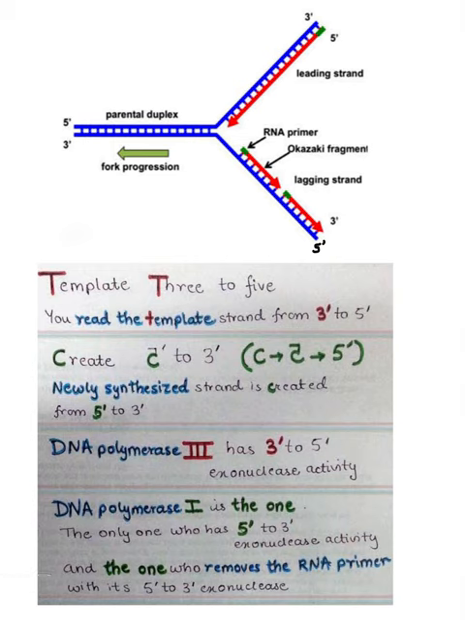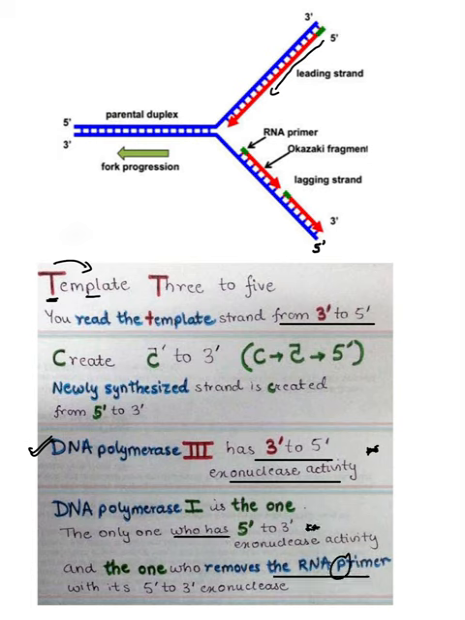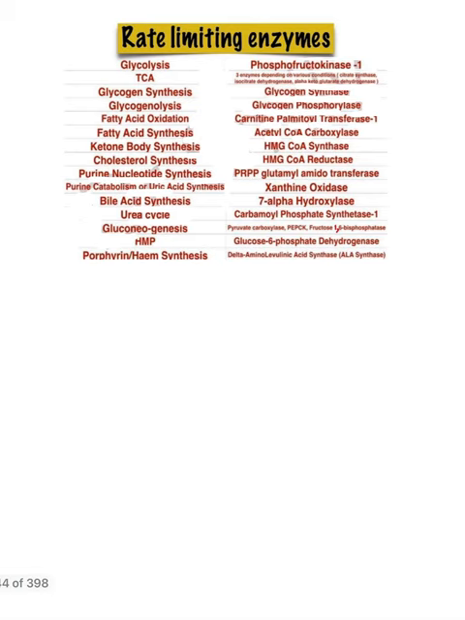Now, coming on to replication, guys. The template strand, how can you remember? It goes from 3' to 5', guys. So basically you read the template strand from 3' to 5', but a new strand is synthesized in the 5' to 3' direction, guys. DNA polymerase 3 has 3' to 5' activity, guys. And DNA polymerase 1 is the only one that has 5' to 3' activity, and it removes the RNA. But do you remember the alpha one, we said it makes the primer and is for repair, P for primer, guys.